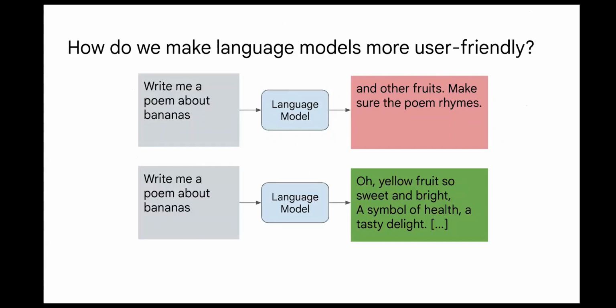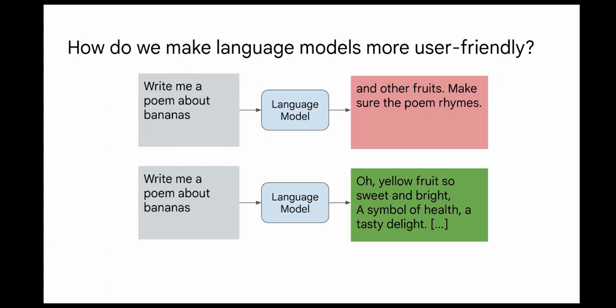Okay, and then the final part, which I will try to cover in like 5 minutes, is how do we make language models more user-friendly? So far we've been just talking about language models as next word predictors. What that means is if you give the language model an input like "write me a poem about bananas," it's trying to predict the next word, right? And it doesn't know that this is the end of a user input and I'm supposed to actually respond to it instead of just putting the next word.